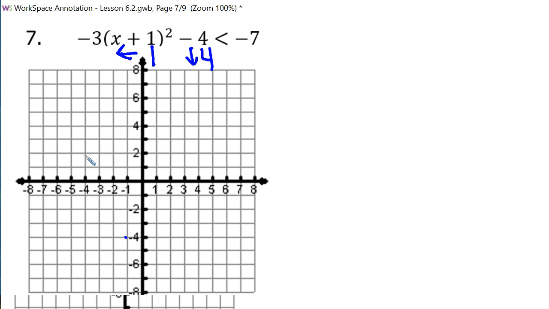Now we have that -3 out front. Because of the negative, instead of going up, we'll have to go which way? Down, but we're not going to go down 1. We need to go down how many? 3. So from that vertex, we need to go over 1 and down 3.